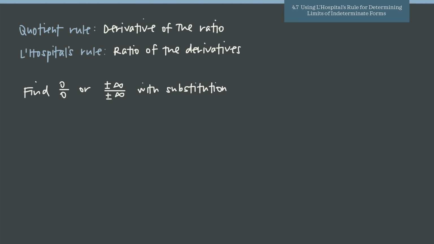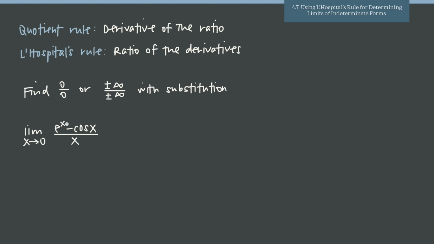So for instance, in this problem here, the limit as x goes to 0 of (e to the x minus cosine x) divided by x, what we need to do first is use substitution by plugging in x equals 0 to prove that we get a form 0 over 0 or infinity over infinity, because we're not allowed to apply L'Hopital's rule unless we first find one of these indeterminate forms.